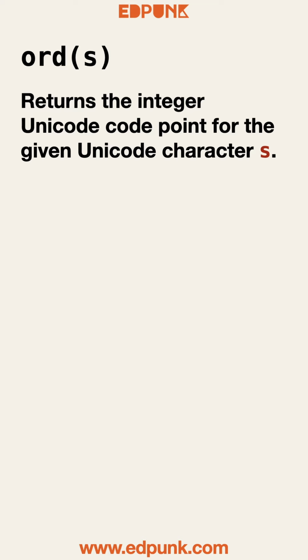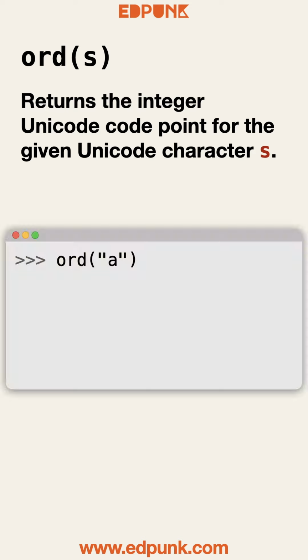Moving on to the Unicode conversion functions, the ord function accepts a single Unicode character string and returns its corresponding integer code point. For example, ord of lowercase a returns its integer code point, which is 97. Ord of the Greek character beta returns its integer code point, which is 946.